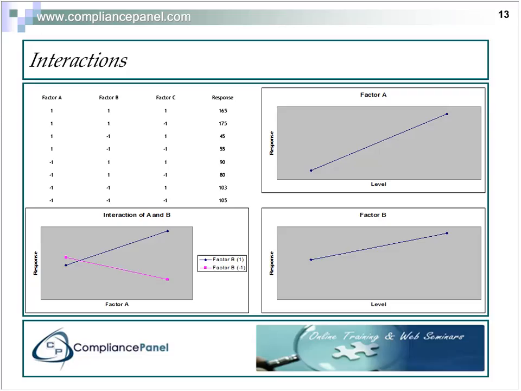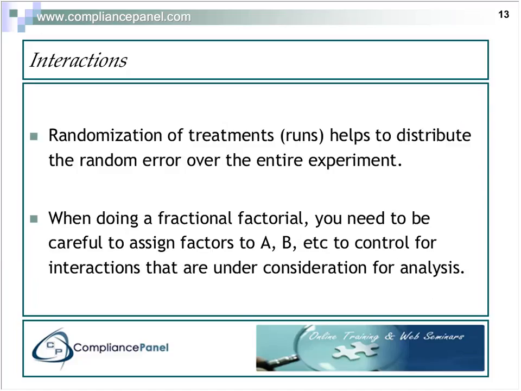And let me just show you. This is the data point that I'm talking about right there. That's B at its low and A at its low. And if I was trying to minimize the response, of the 4 possible places I could have set the 2 factors, it gives me the second worst place to put it. So as you can see, it's very important to understand the concepts of interactions.